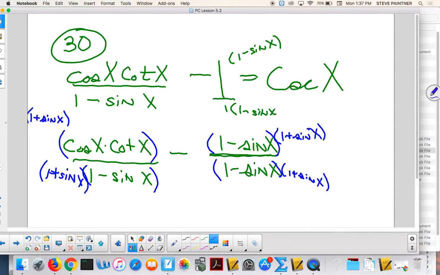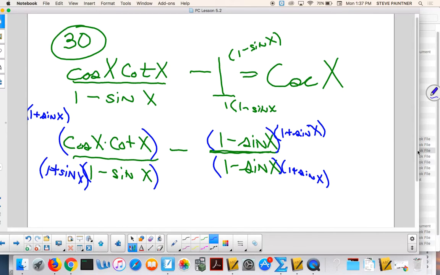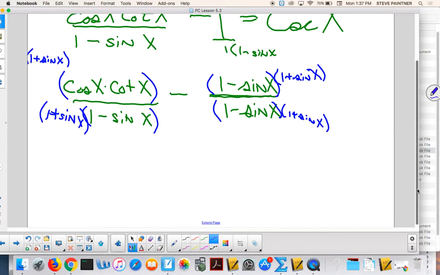When you do the bottom, 1 plus sine, 1 minus sine, when you FOIL that out, it just becomes what? 1 minus sine squared. I do know you guys know 1 minus sine squared is cosine squared, but I'm just going to write that out just so you see it.